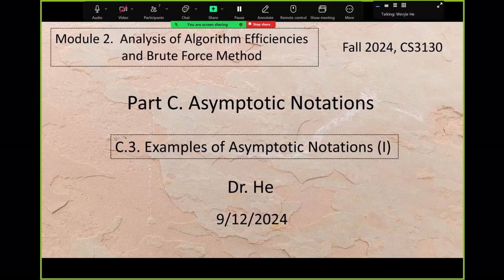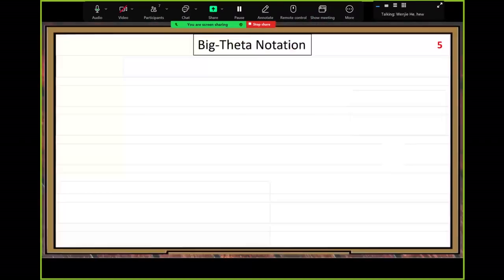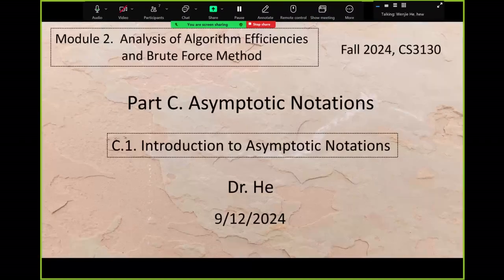Okay, all right. Introduction of asymptotic notations. This is the key concept of our module 2. The most important concept we need to learn in module 2 is asymptotic notations. Oh, sorry. I jumped to a different part. I should start at the very beginning. The beginning is C.1, introduction to asymptotic notations.